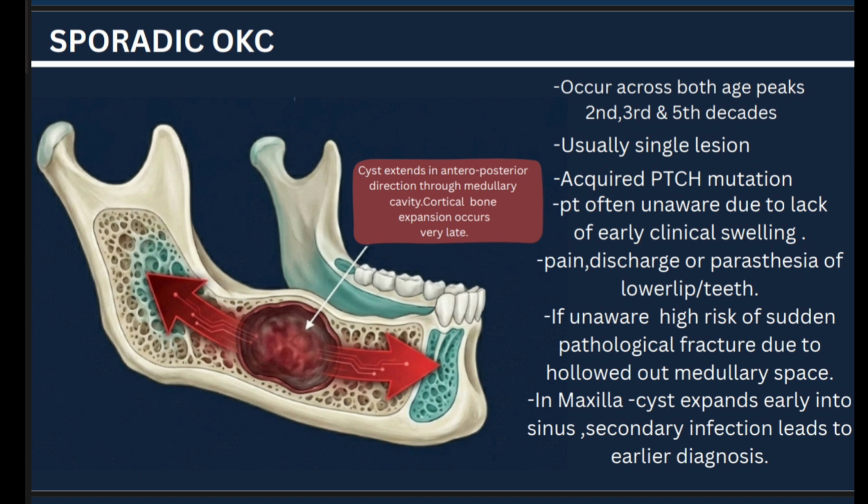We all know the most important feature of OKC is that the cyst extends in an anterior-posterior direction through the medullary cavity. Cortical bone expansion occurs very late. This means the cyst expands in an anterior-posterior direction rather than buccolingually. So due to anterior-posterior expansion, cortical bone expansion occurs very late and there is hollowing of the medullary spaces. If the patient is unaware of this, a sudden pathological fracture can occur.